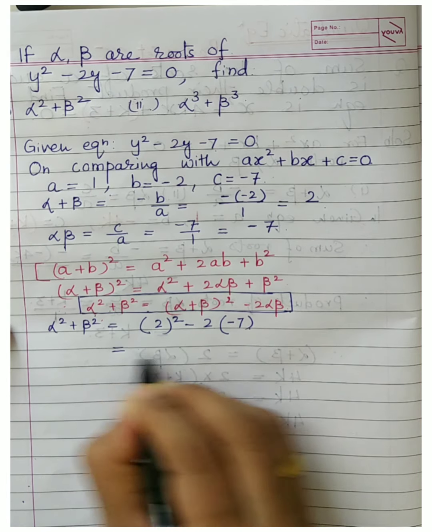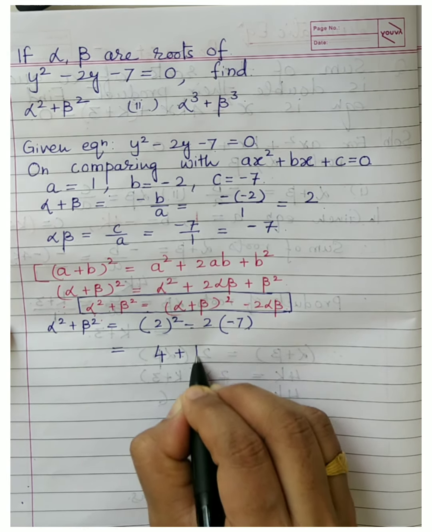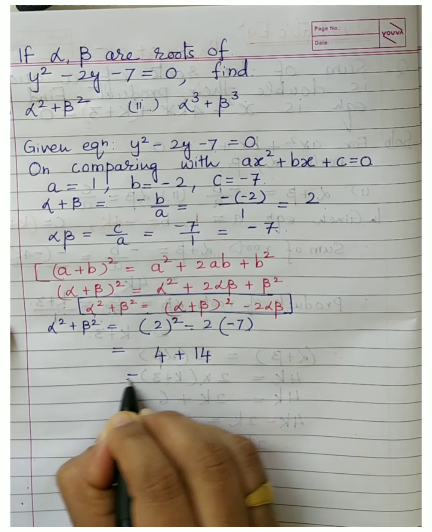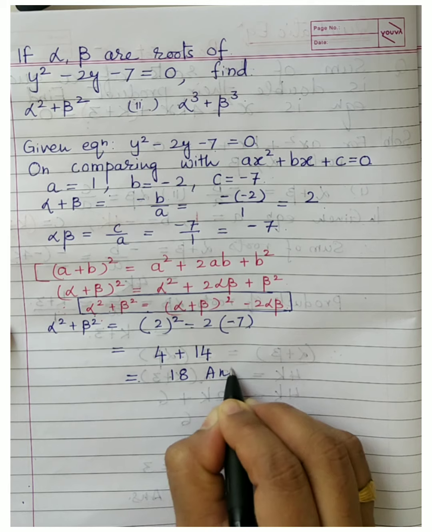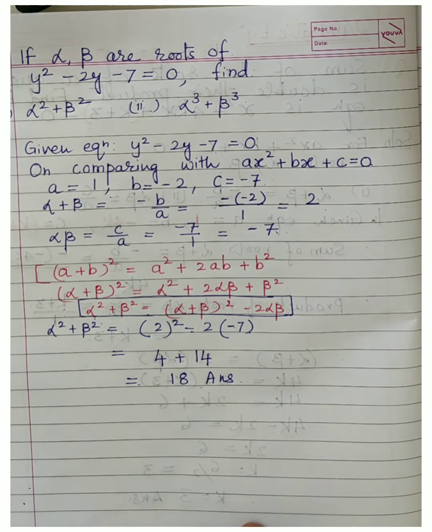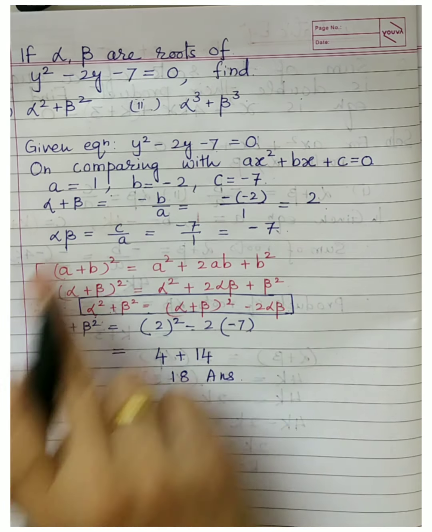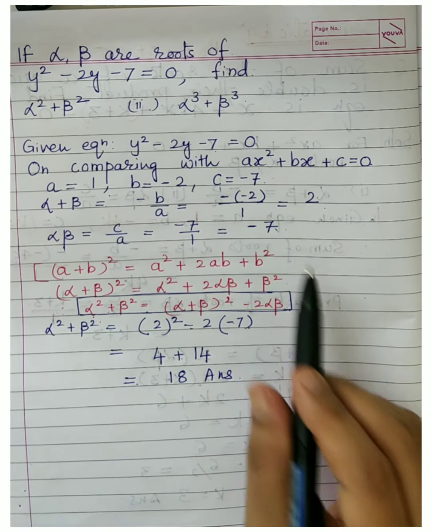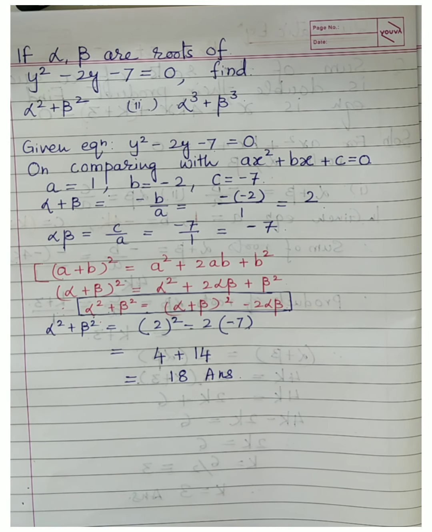So what do I get? 2 square 4, minus minus plus 7 2s are 14. What is the first value we have obtained? 14 plus 4, 18 is the answer. So first answer you have found, alpha square plus beta square is equal to 18. I hope it is clear to you. I repeat, you can derive the formula. I have explained here the derivation, or you may remember this formula anyways.